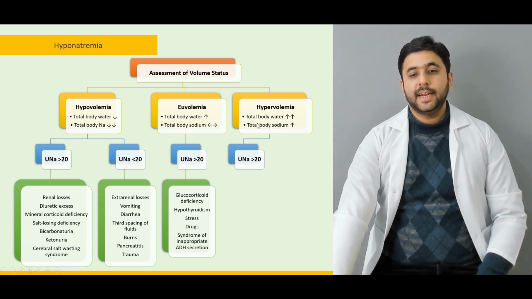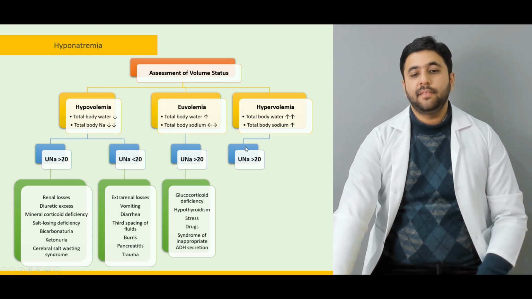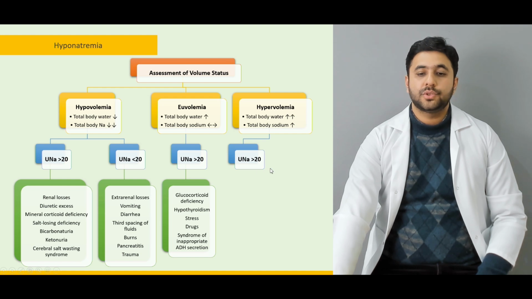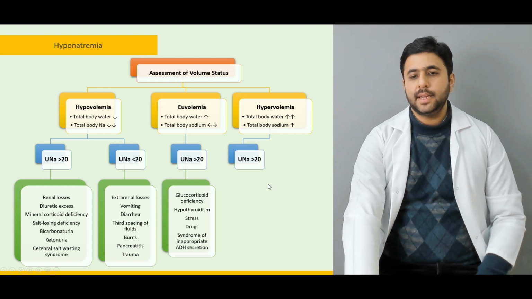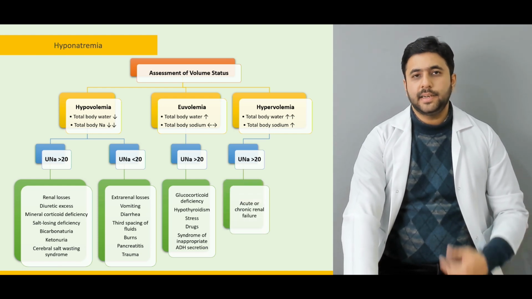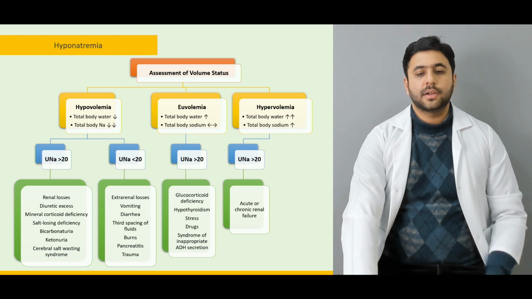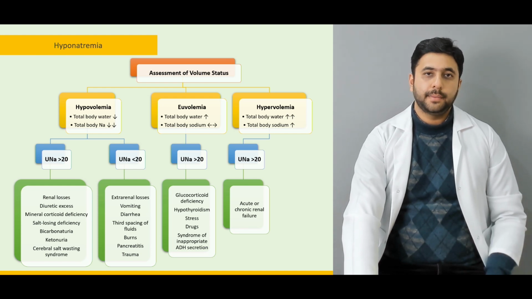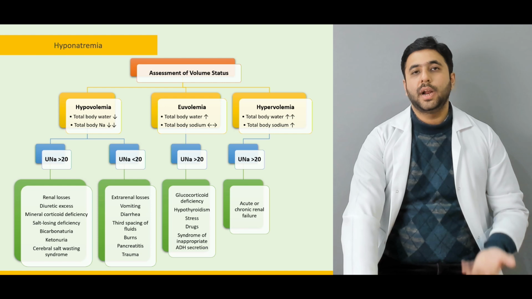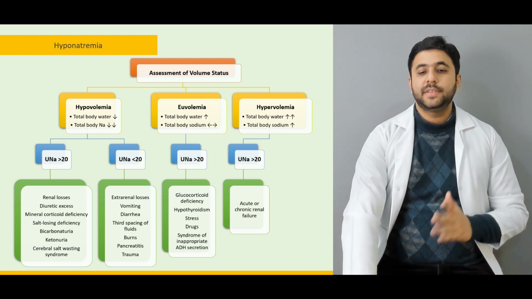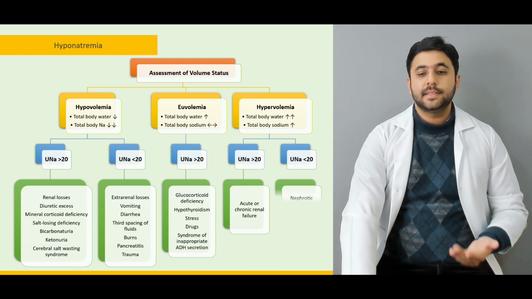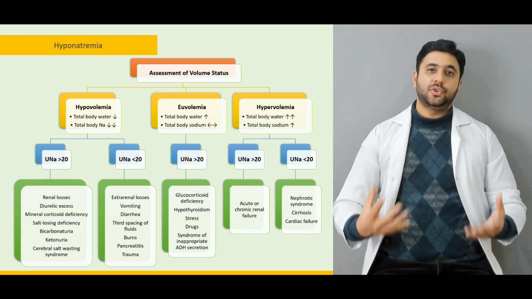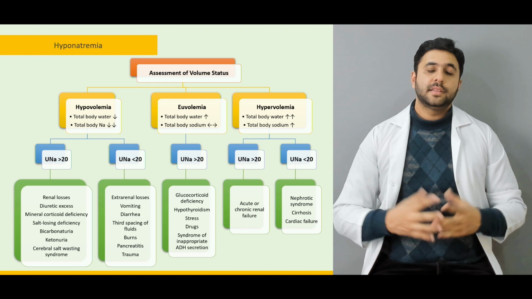Now, if clinically the patient is hypervolemic and we evaluate the urinary sodium and it comes up to be high, this means that the kidneys have some issues going on. In this condition, especially renal failure, either acute or chronic, can cause increased urinary sodium concentration and overall hypervolemia. If the urinary sodium concentration is less than 20, then these are the general syndromes which lead to third space fluid loss.